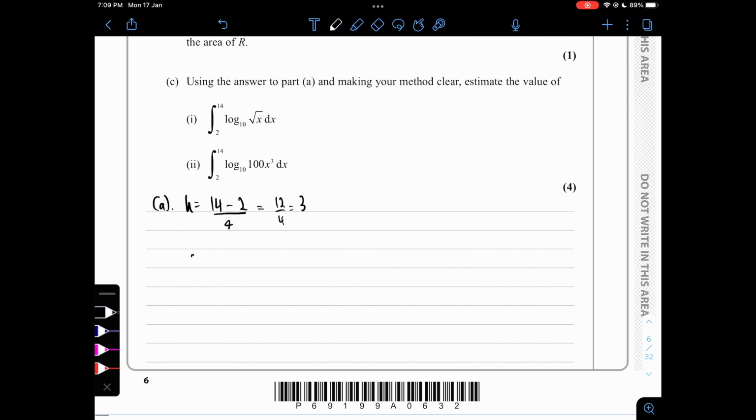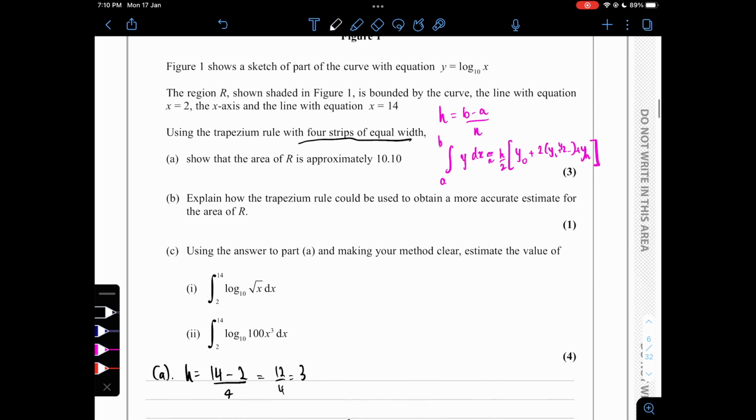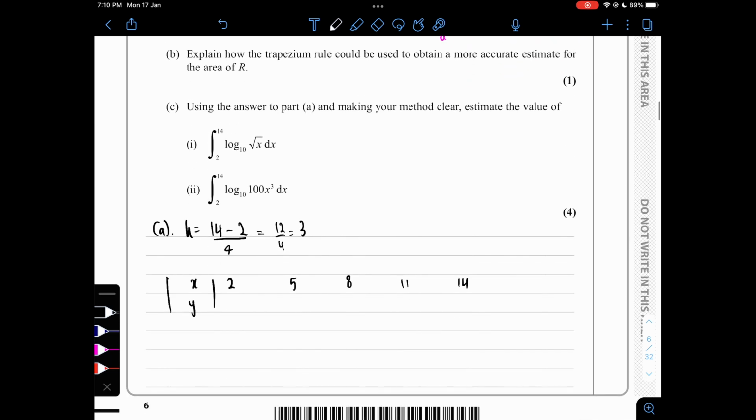Okay, so let's draw a table. So we have x and y, we have 2, 5, 8, 11, and 14. And what are the corresponding values? What do you know about y? y is log base 10 of x. Just as a reminder, let's write it here: y equals log base 10 of x. And that's what we're inputting, that's why we have this column here.